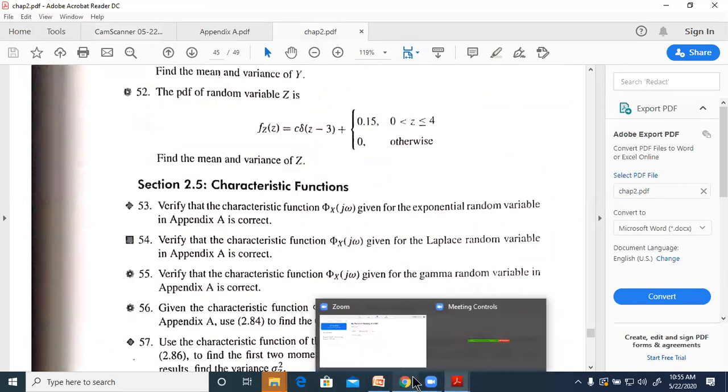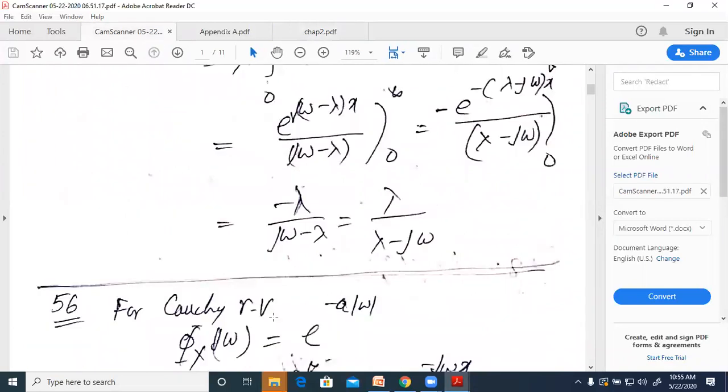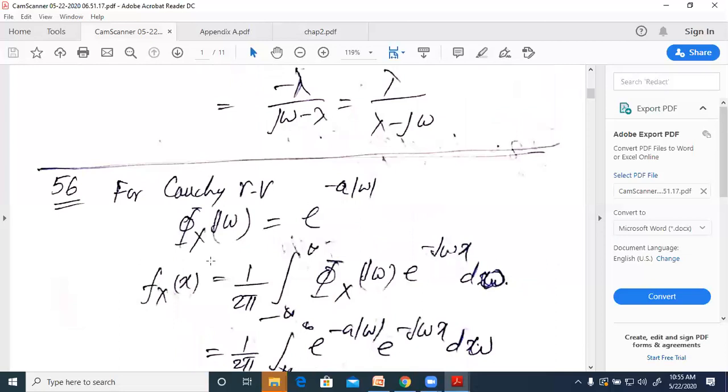So to do that, if you see over here, the Cauchy random variable has a characteristic function equal to e to the power of minus a times the magnitude of omega. This is the characteristic function, and fX(x) will be equal to 1 by 2 pi times the integral from minus infinity to infinity of phi x of j omega e to the power of minus j omega x d omega.